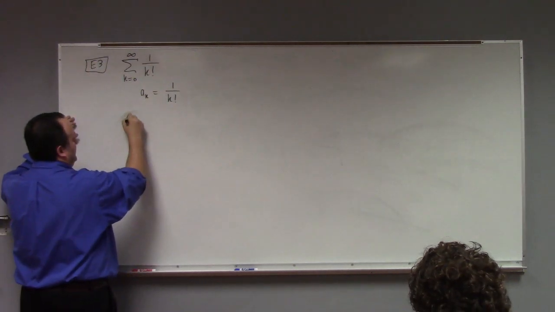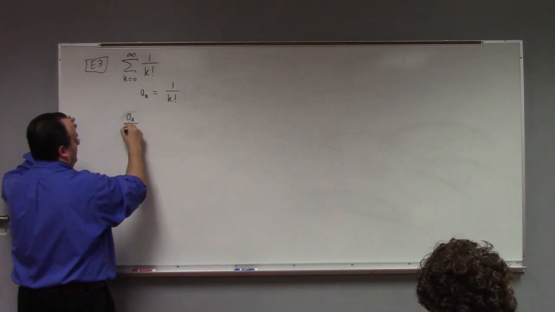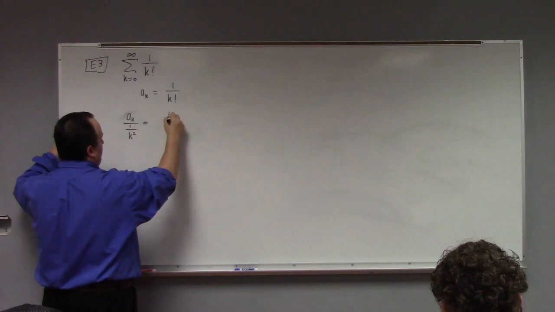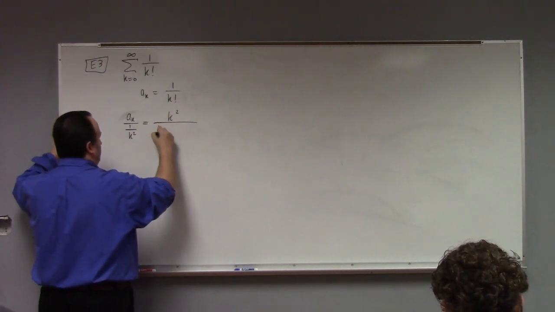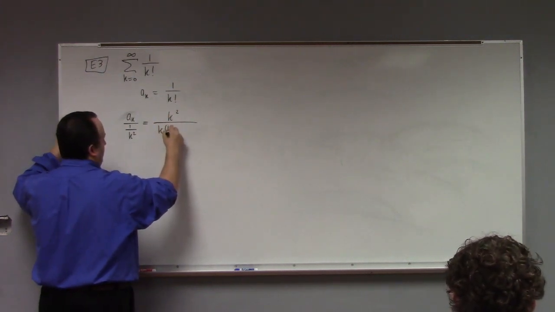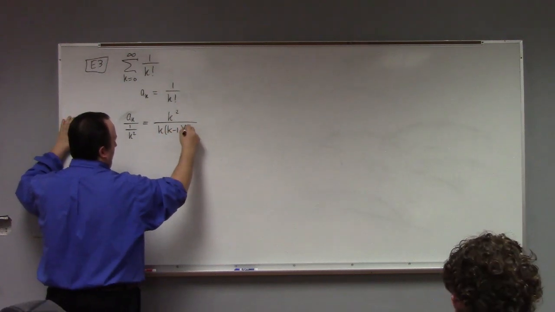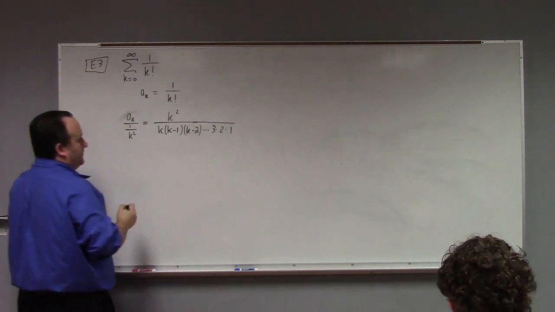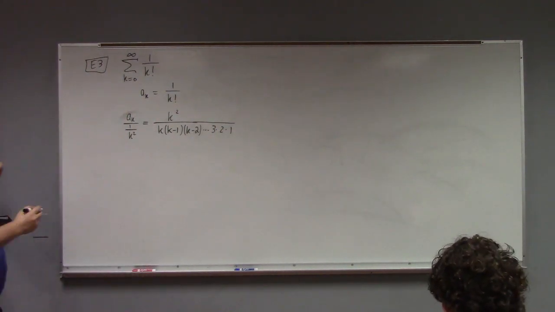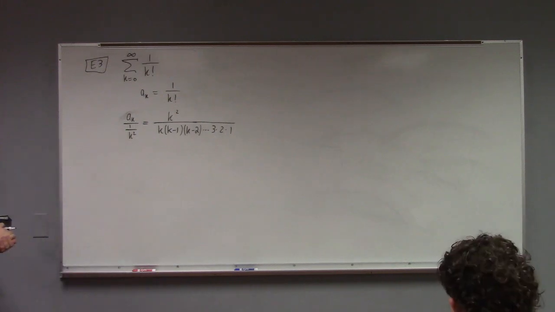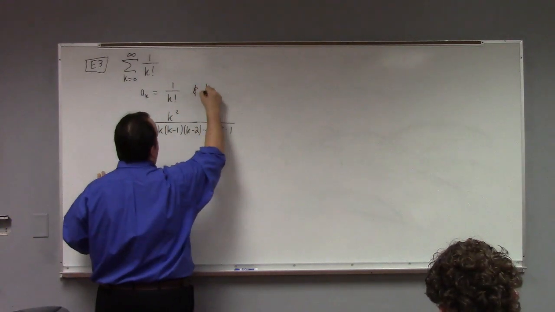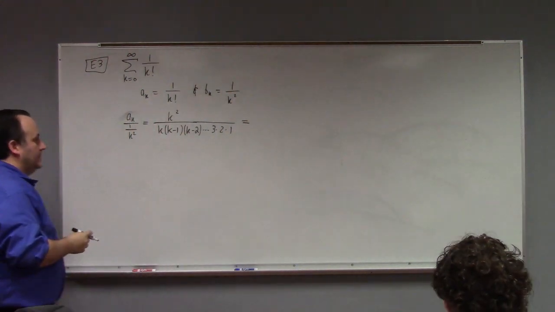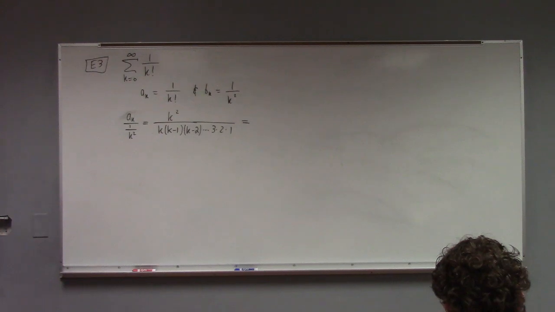So if we do, say, a sub k over 1 over k squared, we'd have k squared divided by what? k times k minus 1, k minus 2, and so on, 3 times 2 times 1, right? And so how's that work out? We divide the top and the bottom by k, what do you get?